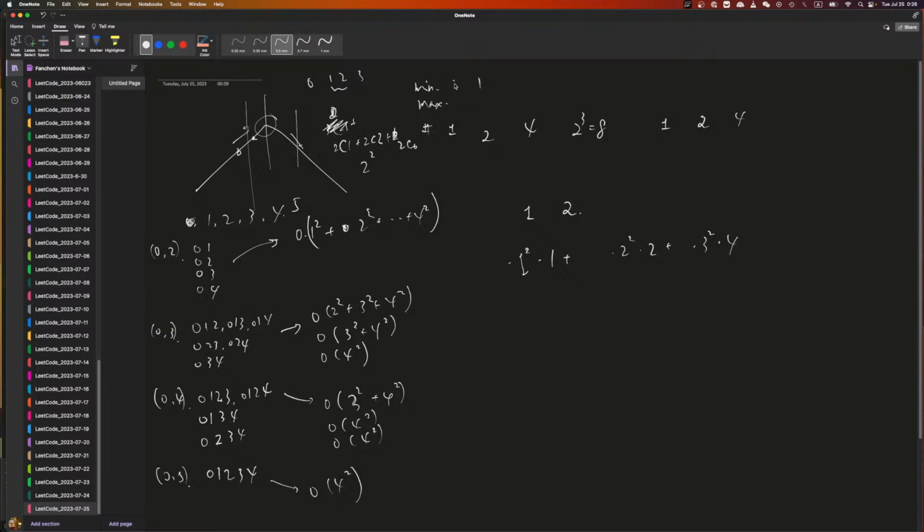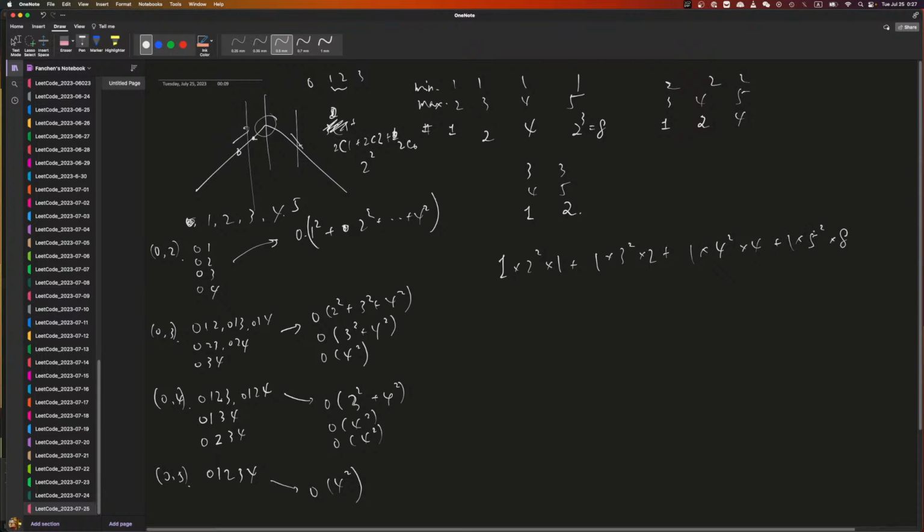So if 1, we have 1, 2, 3, 4, 5. 2, 2, 3, 4, 5. 3, 3, 4, 5, right? So it'll be, hold on, let me redo this. I feel we are on the right path. So it'll be 1 times 2 squared times 1, plus 1 times 3 squared times 2, plus 1 times 4 squared times 4, plus 1 times 5 squared times 8.